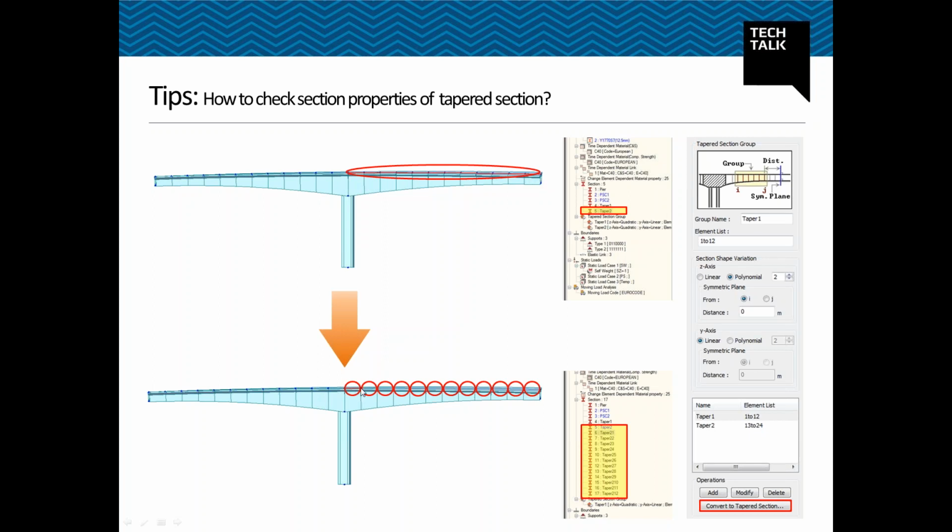However, in order to obtain those section properties at every position of the tapered section, you can divide this tapered group into individual tapered sections using the convert to tapered section option in this function. Once you do this, these tapered sections will be divided into all of these individual tapered sections. So you'll be able to create a large number of section information, and then you can check those section properties at every position within these locations.